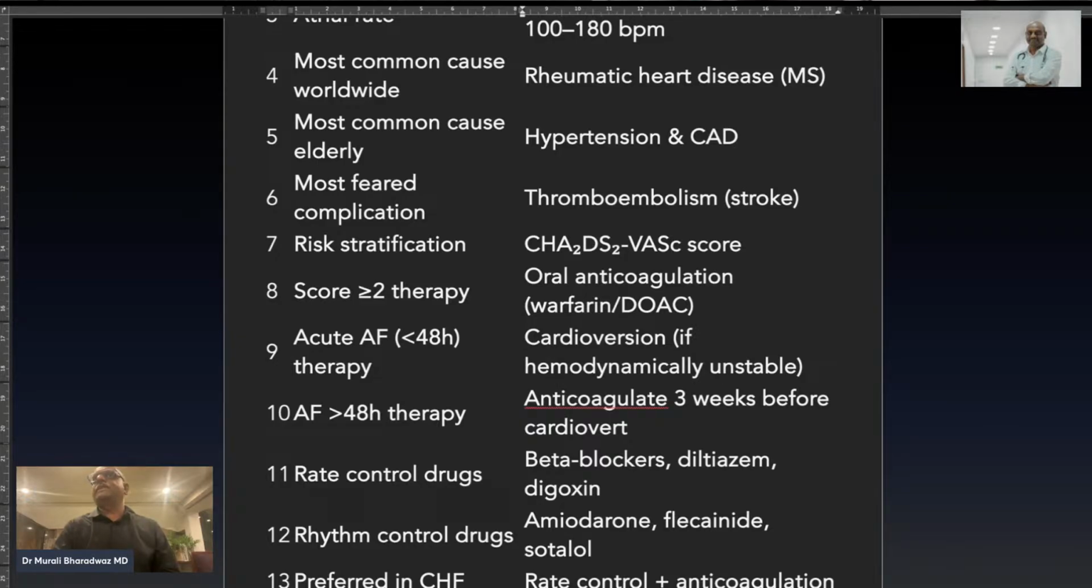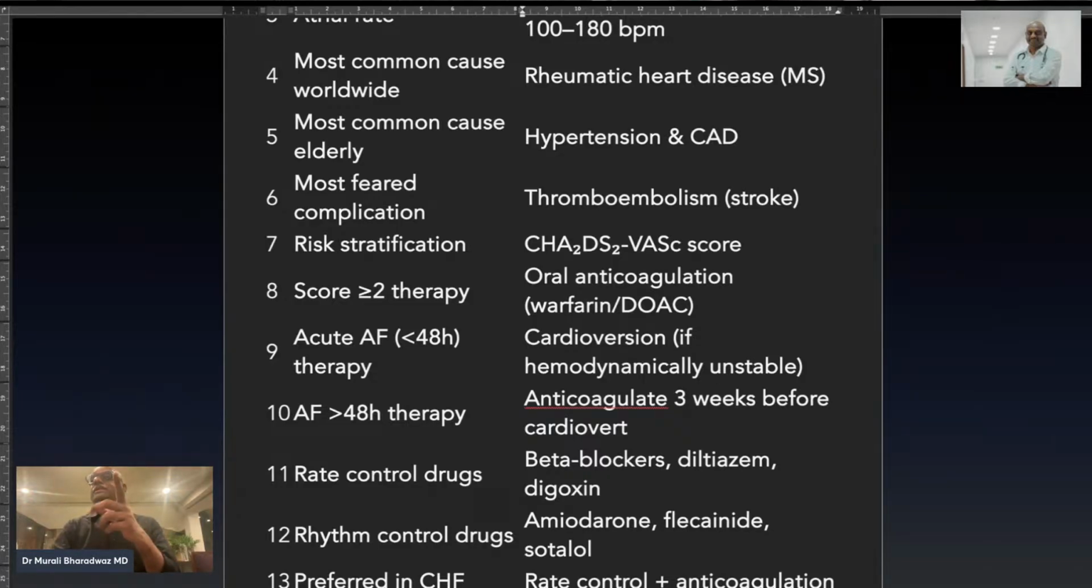So what is the total score? Maximum score is 9. The score interprets the chance of getting stroke in AF. With a score of 9 the risk is 100%. Thromboembolic stroke, and hemorrhagic stroke can also come.